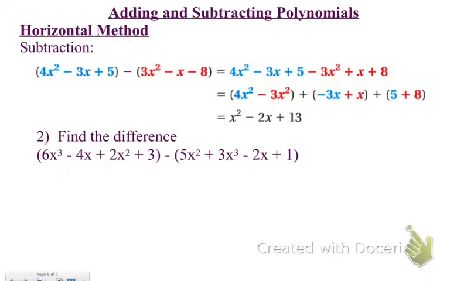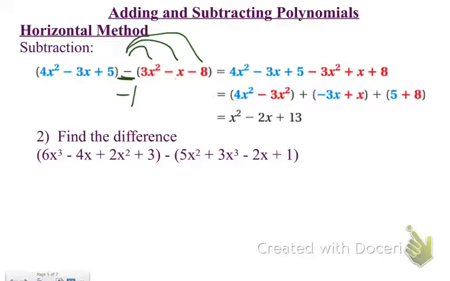Okay, for the horizontal method, we can also do subtraction. So what's easiest for this is to think about that subtraction as like multiplying by a negative 1. So before you do anything, you can just distribute the negative 1 to everything inside the parentheses, and then it just becomes adding like it was before. So here they distributed, they got negative 3x squared, negative times a negative x became plus x, and negative 1 times negative 8 became plus 8. And then again, just grouped the common terms together and simplified.